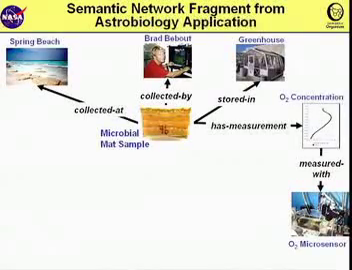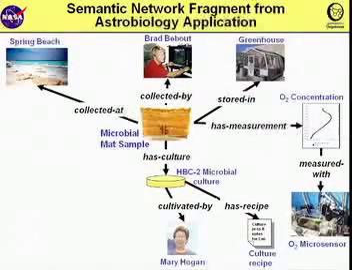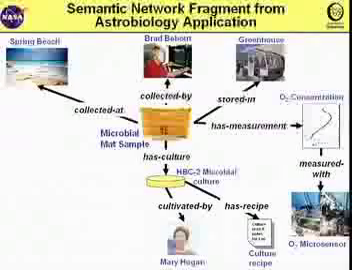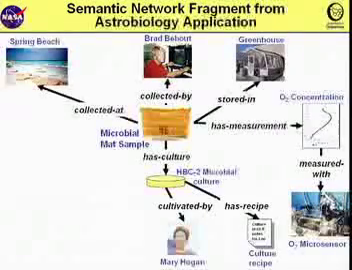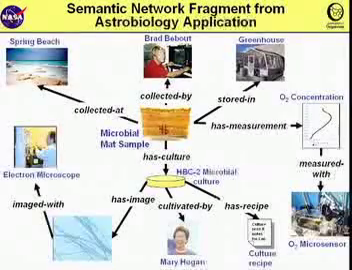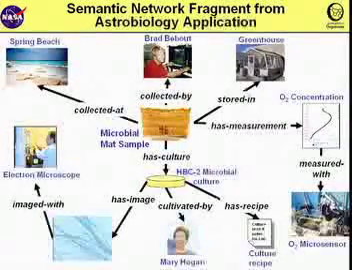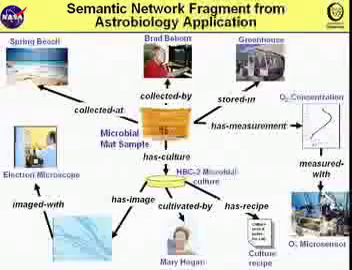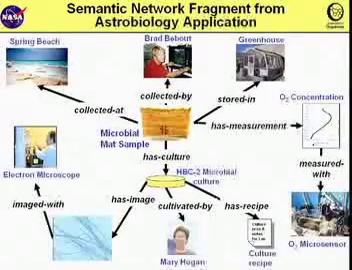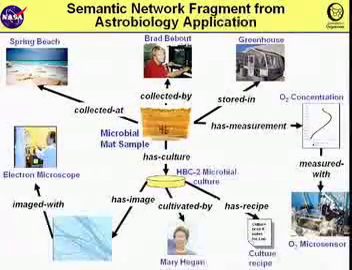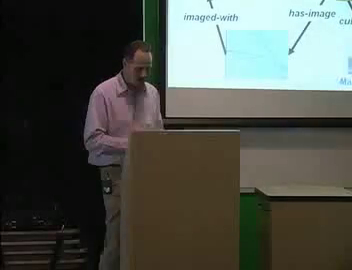There's more, obviously. There's measurements that have been taken of the microbial mat sample. There might be oxygen concentration measurements, which were measured with particular instruments. There are cultures that were drawn from the sample material. They're cultivated by people. Mary Hogan cultivated this particular sample. There's a recipe, probably in a Word document, for doing that cultivation. There's an image associated with it that might have been imaged with an electron microscope. And so you see that there's a large, rich structure of information that provides context for this particular sample. And it's this kind of information that we hope to and do collect within SemanticOrganizer.